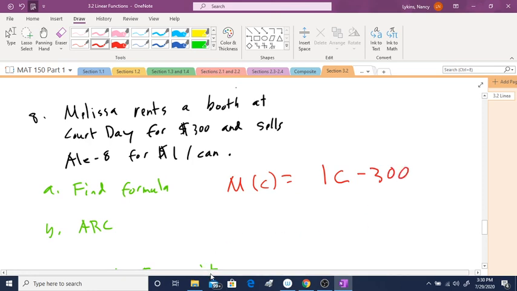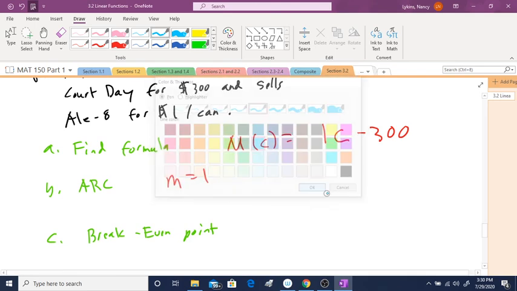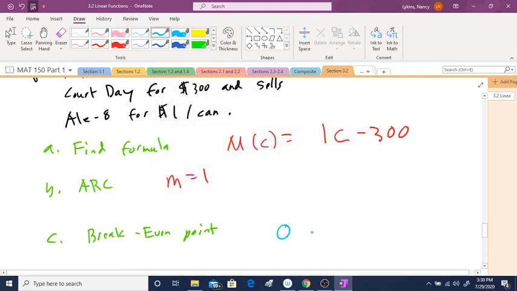Now, what is the slope? Well, it's just that dollar per can. What is the break-even point? That means how many cans does she need to sell to offset that $300? So I'm going to put 0 in for the money, because that means we broke even. I'm going to say 1C minus 300.